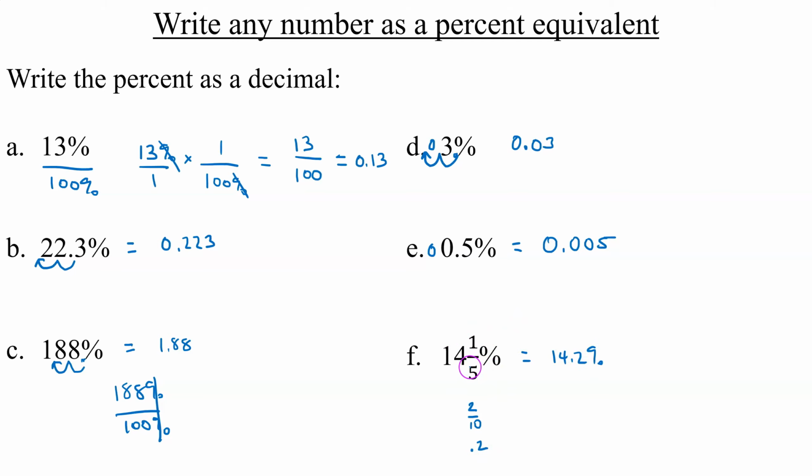Or you could have multiplied 14 times 5. That would give you 70, and then add it to 1, 71 over 5. I like doing it this way just because when you have it as a decimal number, you can easily move your decimal to the left to get it into decimal form.